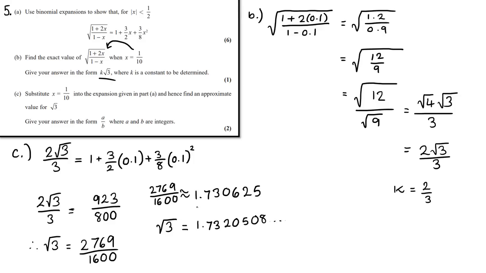Okay, so like we can see here, this is 1.730625, and this is 1.7320, and so on. So they're pretty close, right? That's 1.73, that's 1.73. So that's pretty good. But obviously, if this 2769 over 1,600 was completely different, let's say we got 1.28 or something, then you'd know you'd done something wrong. So always double check at the very end that your approximation is pretty close. If it's not, double check your working. Okay. So that gives us the solution there to part C and to question 5 overall.